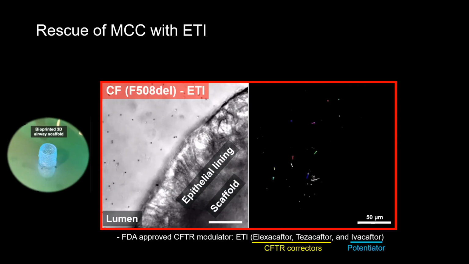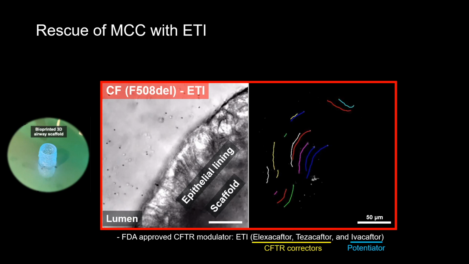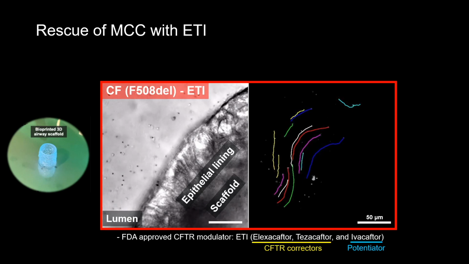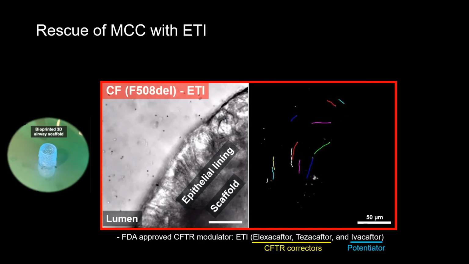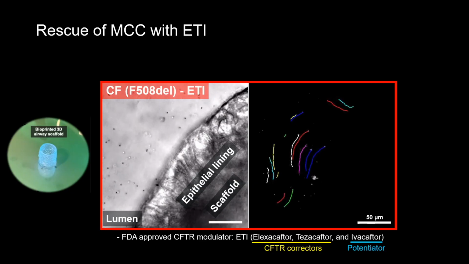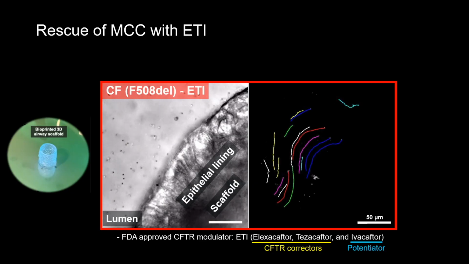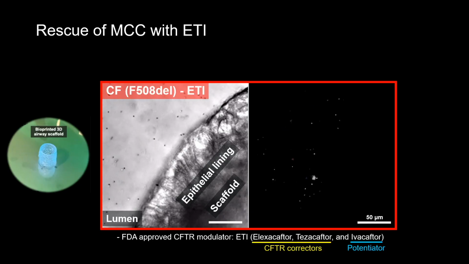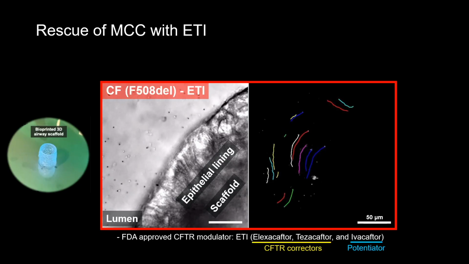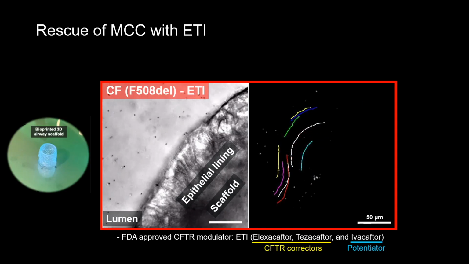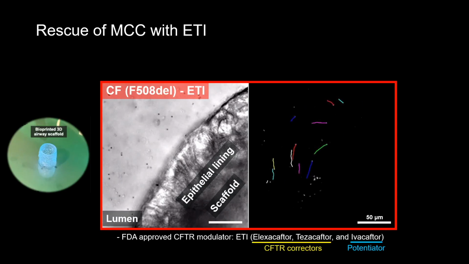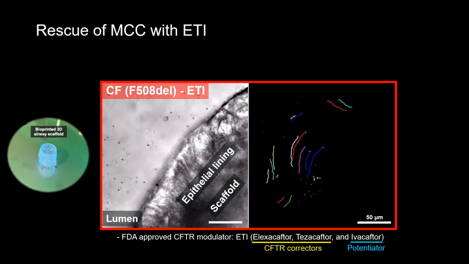Next, we asked the question, can we rescue this sluggish mucociliary clearance in our CF scaffolds? So we tested ETI to see how restoring CFTR function affects mucociliary clearance directly in our 3D CF scaffold. In our F508del CF scaffolds, ETI worked well. Microbeads began moving with smoother and more continuous directional flow compared to the sluggish irregular motion we saw in untreated CF scaffolds, showing restoring CFTR function can rapidly improve mucociliary clearance in our model.